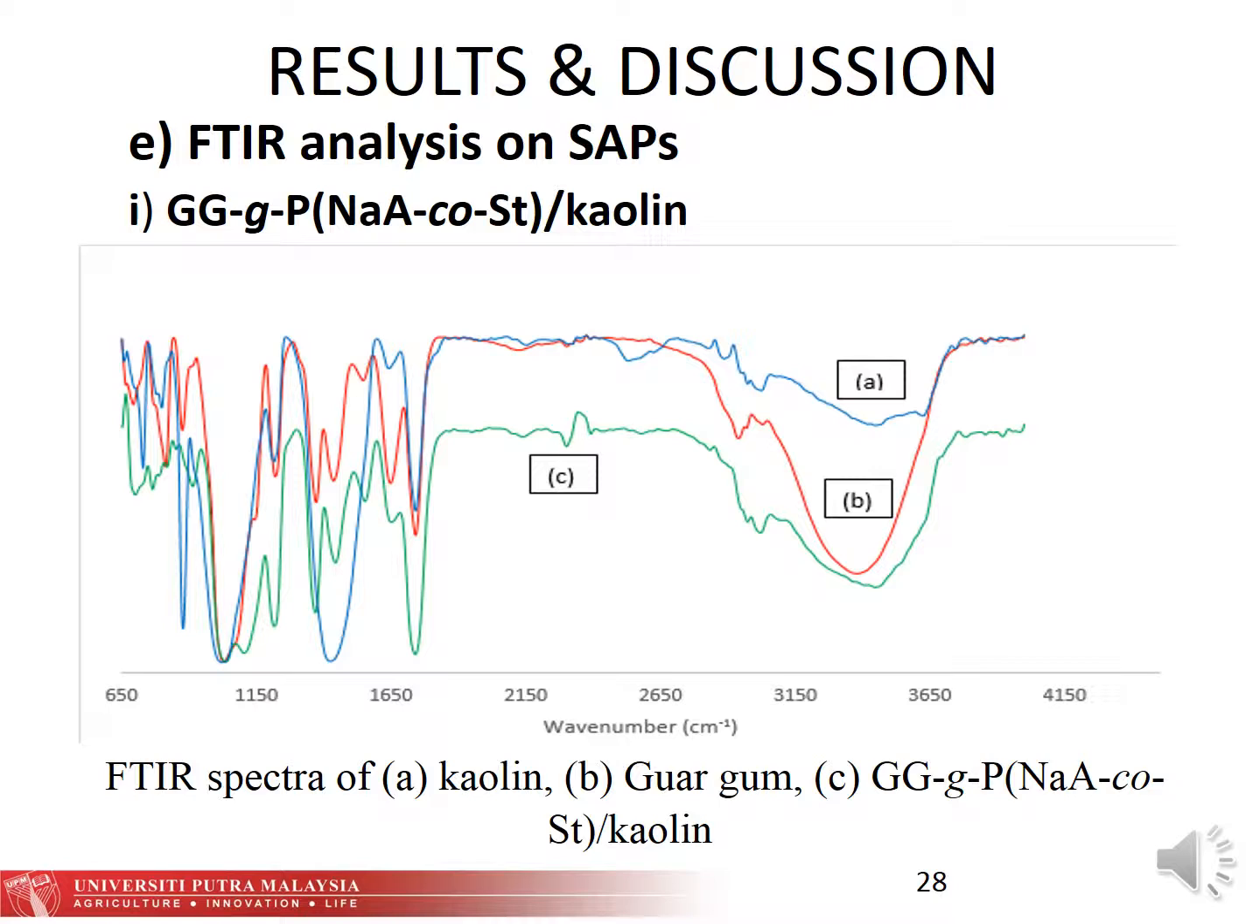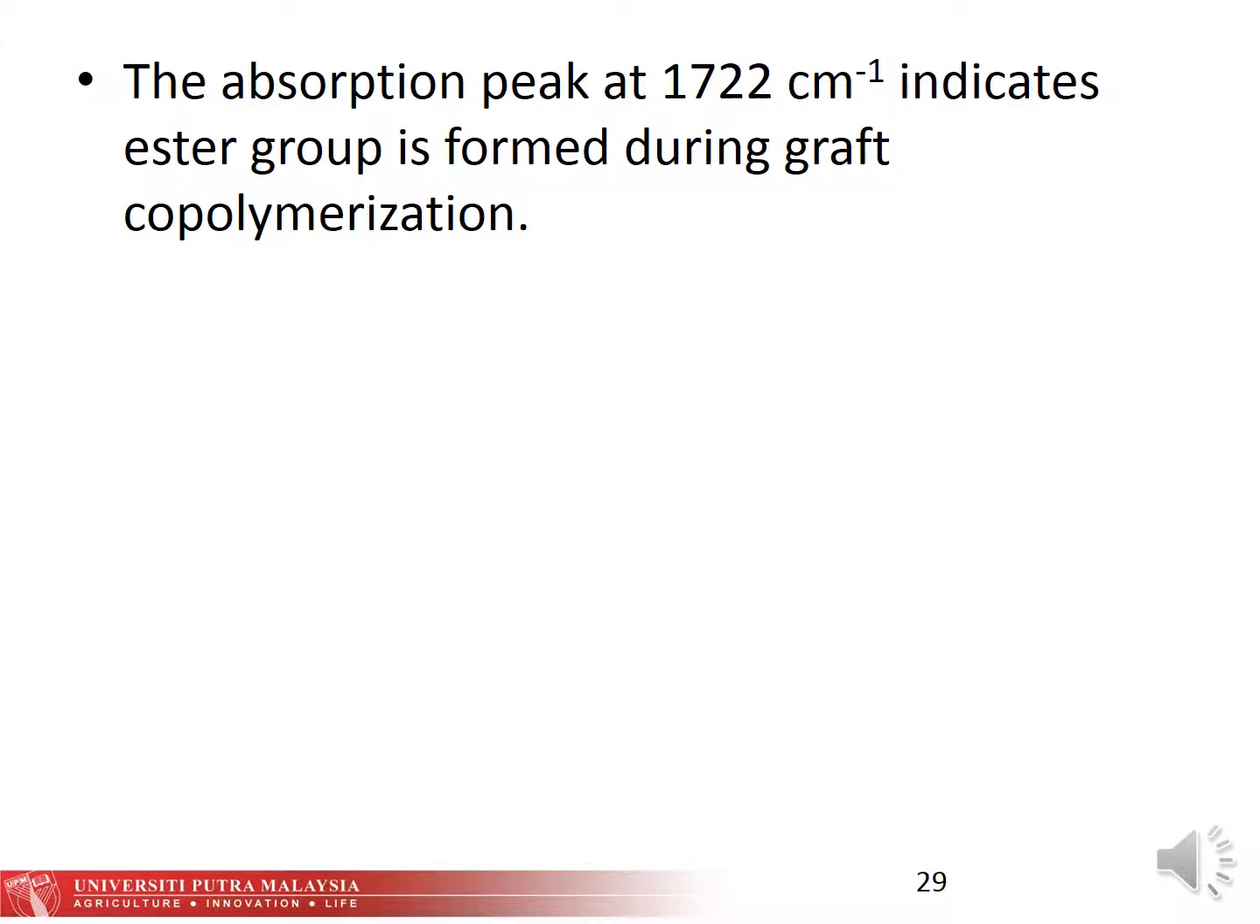For the FTIR analysis, to analyze the grafting of the superabsorbent polymers. Firstly, the kaolin based superabsorbent polymer spectra is as shown. The absorption peak at 1722 per cm indicates an ester group is formed during graft copolymerization.